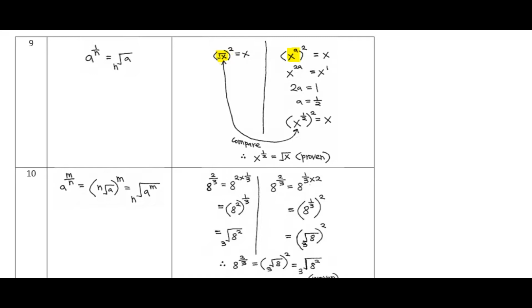So if I have root x, I want to see what it is in the power form. Root x, what is it when I say x to the power of something? What is this something? What is its equivalent value when it is in the form of a power?